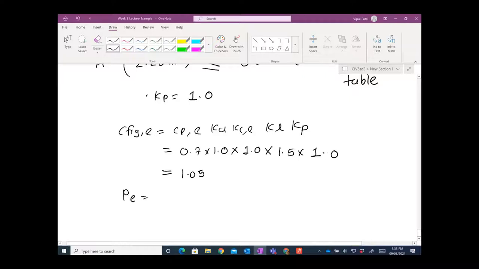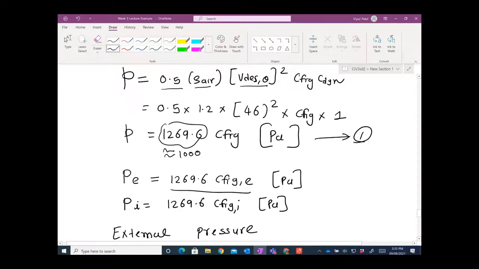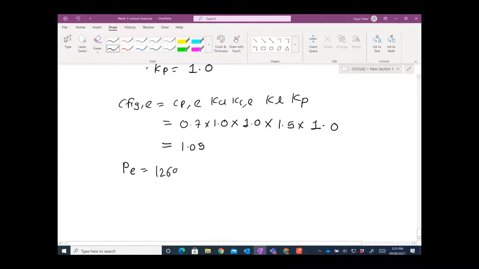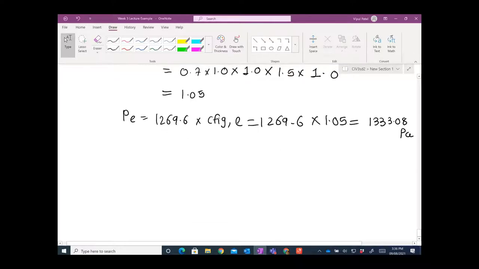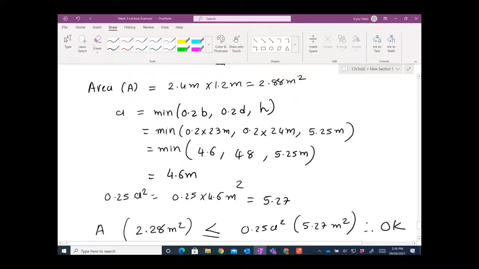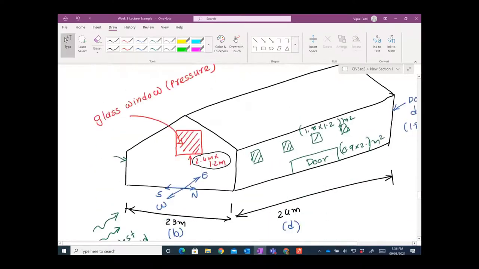Now the external pressure is equal to, we have the equation there, 1269.6 times C fig E. So 1269.6 times 1.05, you get 133.08 pascals. That is the external pressure coming onto that window, physically 133.08 pascals. So that is the pressure coming on this window due to the westerly wind on the external side, not from the internal side. Am I correct? Is it going all right? Yes, 133 pascals is the external pressure coming onto this one.